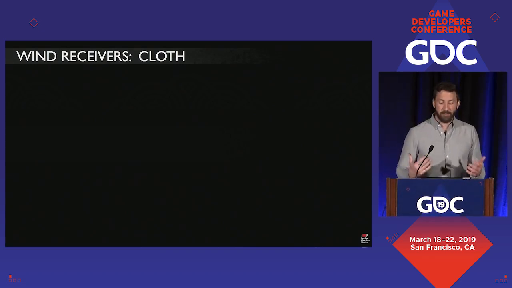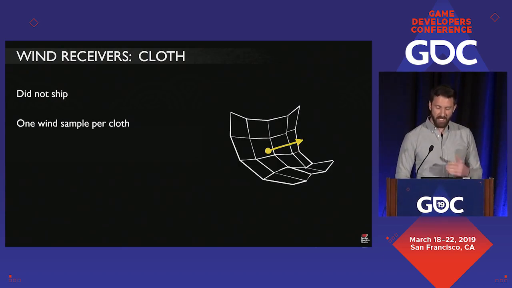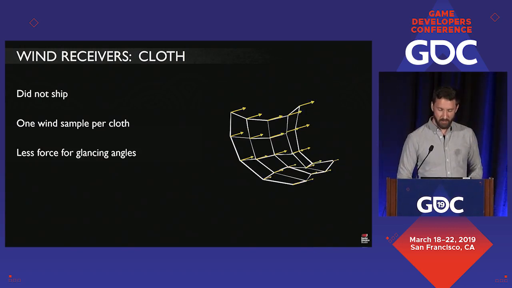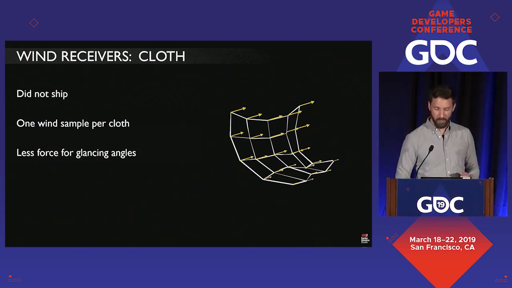Cloth. Not really thrilled to talk about this one because it didn't work for us, but I'll tell you what we tried. Each cloth object would sample the wind system once at its transform center. That force would be applied to each simulation point on the mesh, scaled down by the dot product of the force direction and cloth normal. This is intended to give us variety of motion as the cloth rotates and sways. And as always, we scroll some noise.